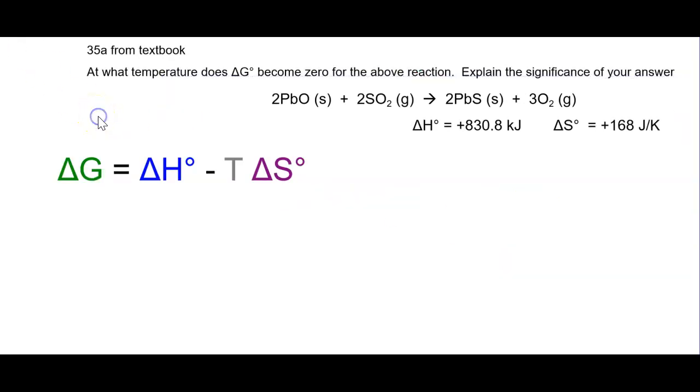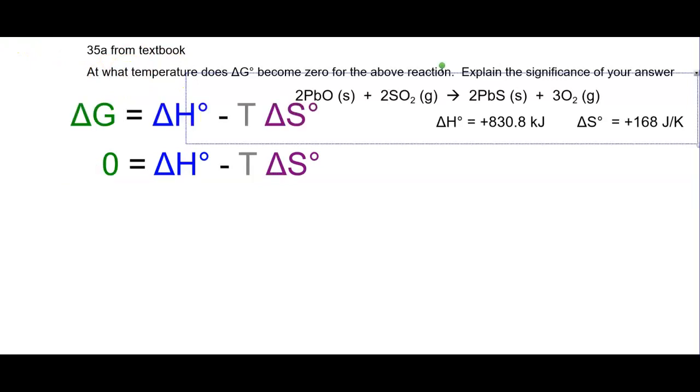This problem is asking us to tell us the temperature at which G goes to become 0 for the above reaction. I just had to move it for space. Explain the significance of your answer. So we're looking for a temperature here. So we're going to take this algebraic formula and manipulate it to solve for T so that we can get a temperature.